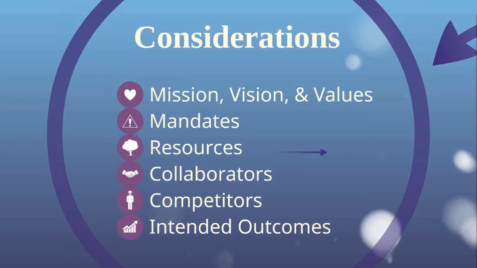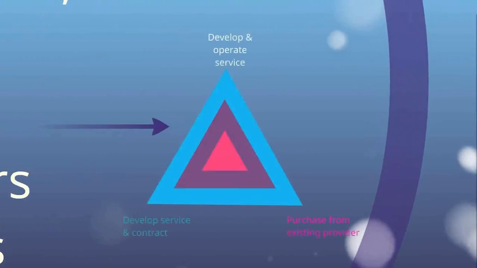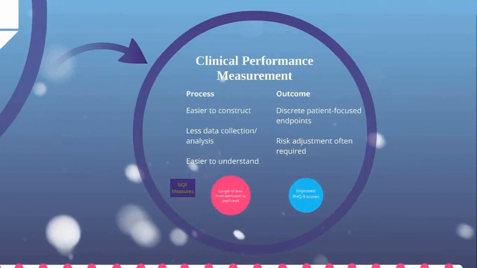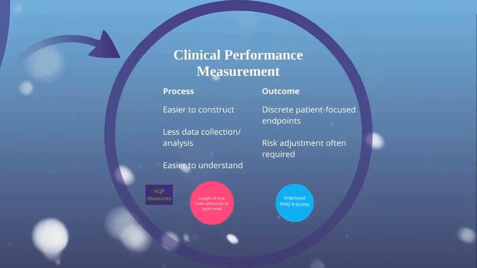And then competitors. Are there people who are providing this service nearby? And does it make sense to duplicate the service? Is that going to be beneficial? And then lastly, intended outcomes. What do you want to see from this program, and what would it look like if it was really good? And Sarah's going to talk a little bit more about outcomes. Yeah, we know that in the ever-changing landscape of healthcare, the outcomes movement is huge right now.